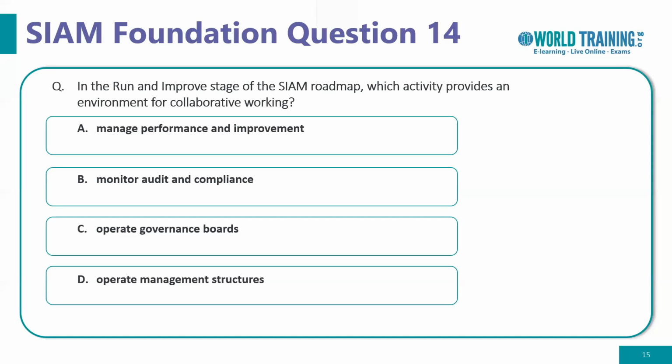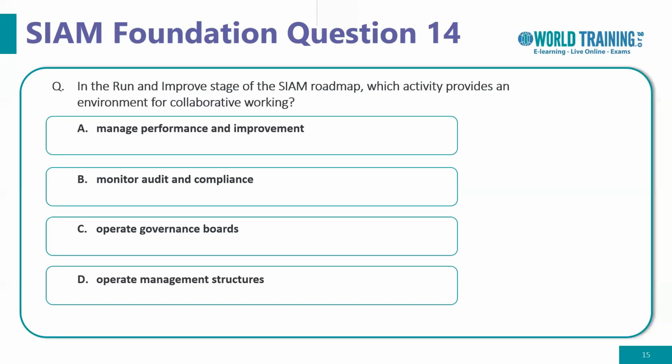If you look at managed performance and improvement, it is more or less talking about the performance and SLA based performance, and you have to really have actions to improve it. Monitor, audit, and compliance is definitely not a collaborative thing. Operate governance board and operate management structure are kind of relevant if you see here.